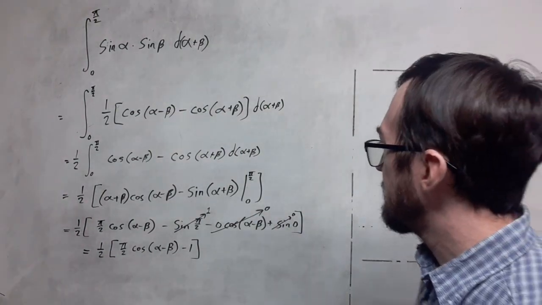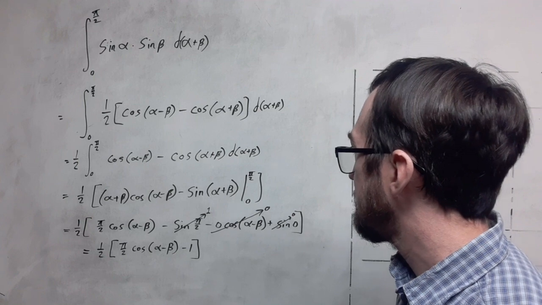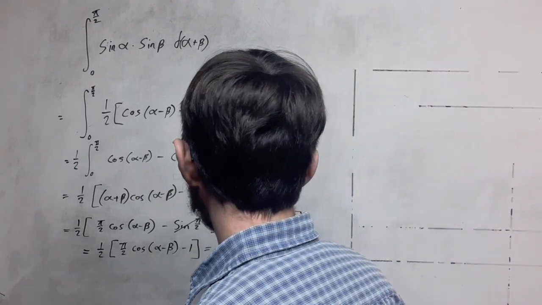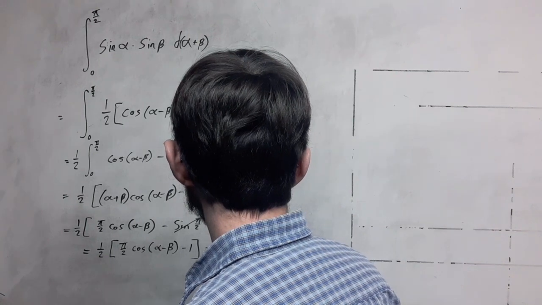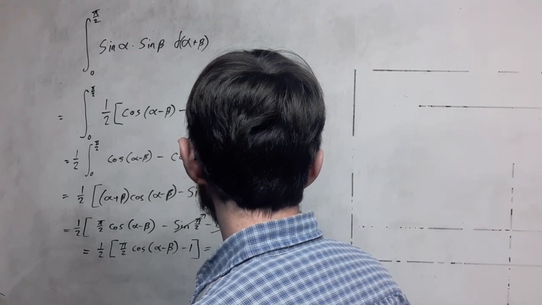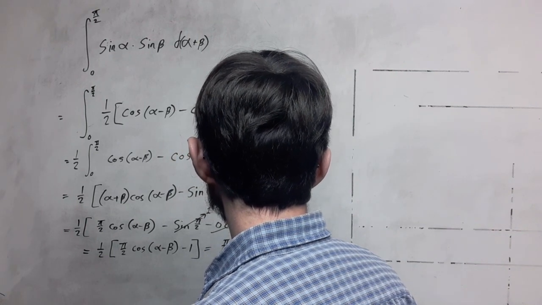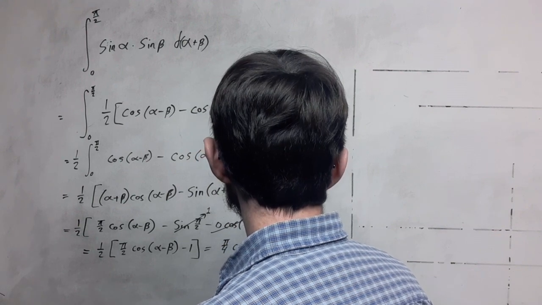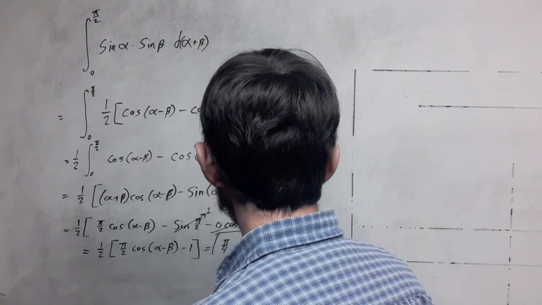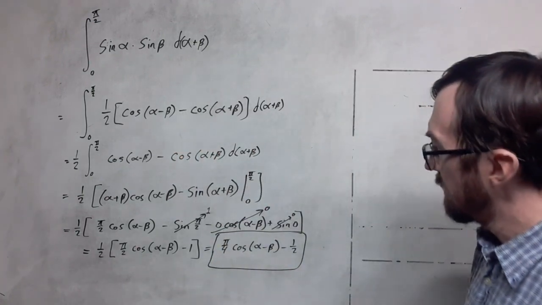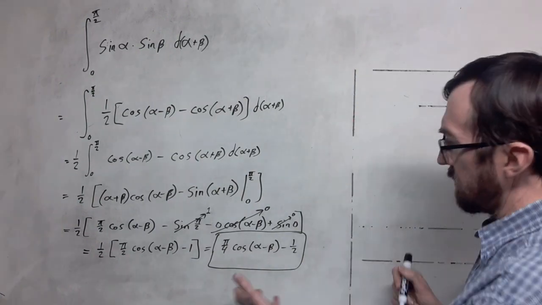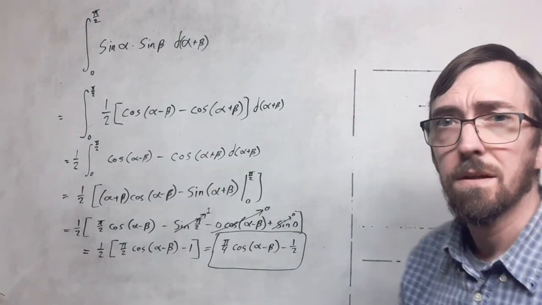So cleaning up these terms here, we get this. Then we can multiply this half through. And this is our final result. If we integrate this, we get this.